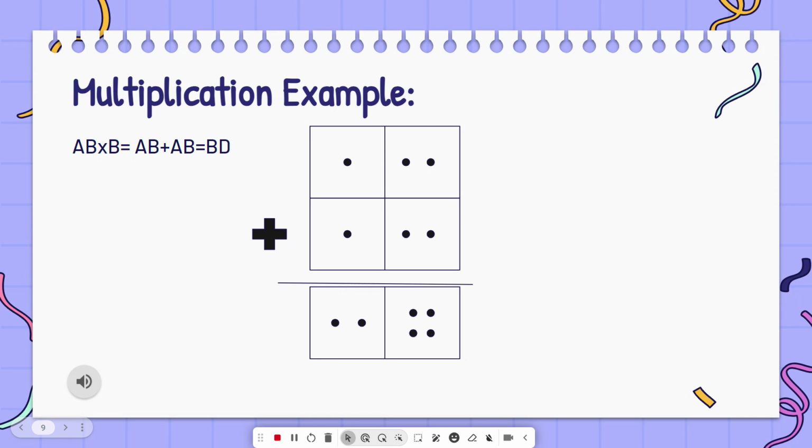Next, we have a multiplication example. We chose to look at this as repeated addition. So we have the problem AB times B, and we thought of that as saying AB plus AB, because B is equal to 2 units, and the answer would be BD. And then as we have here, we have the dots and boxes representation of the addition problem, and the answer is BD.